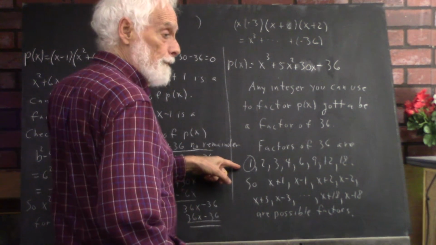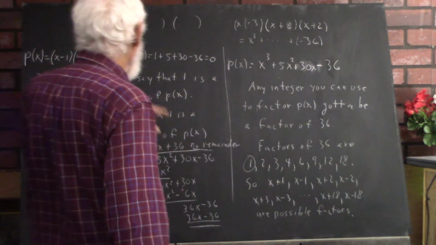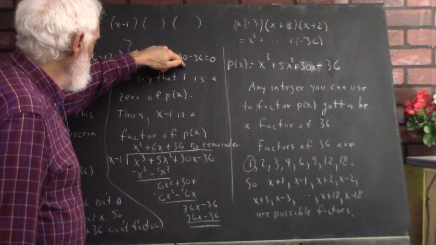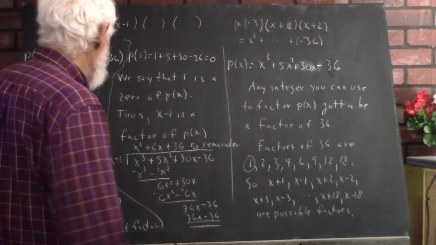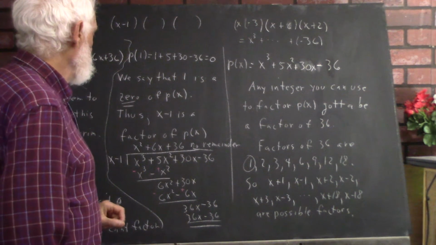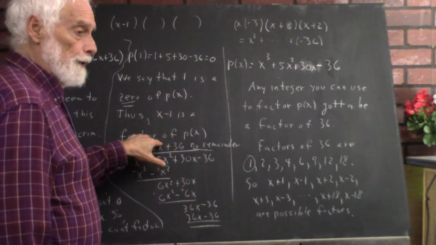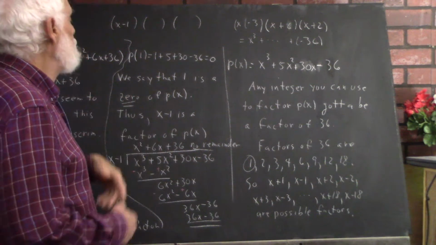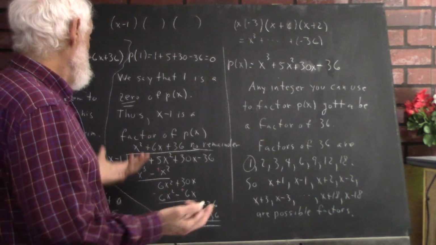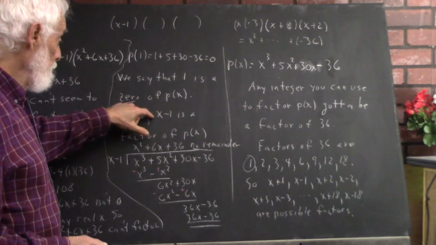Plus 1 is a zero of p of x. So we say p of 1 is 0. Okay, so we say that 1 is a 0 of p of x. If 1 is a 0 of p of x, it's a number that makes p of x 0, then x minus 1 is a factor of p of x. Because, of course, if you let x equal 1, x minus 1 is going to give you the 0. That's how x minus 1 has to be a factor. Don't want to go into too much detail on that, but that's how it works.